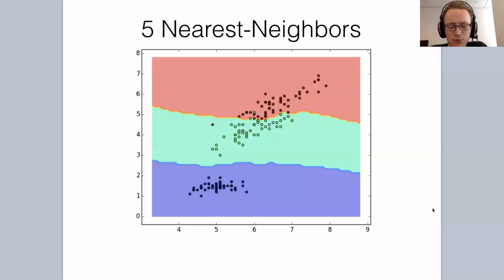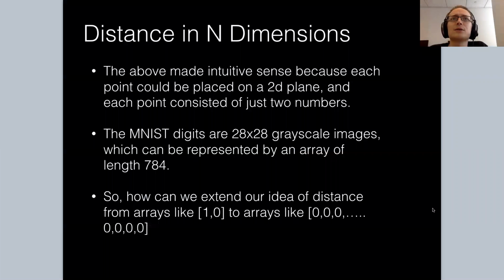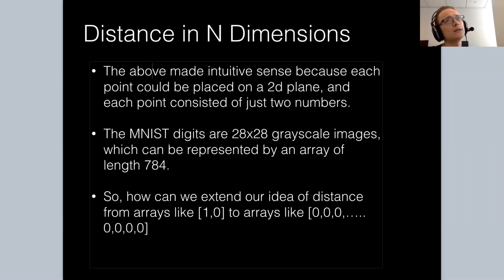So a problem with this is that right now I've been talking about distance and the closest point as if there's a clear notion of that. And we do have a relatively clear notion of that in 2 dimensions. But we're going to be dealing with data which is not just on a 2D plane. The above made intuitive sense because each point could be placed on a 2D plane. But MNIST digits are 28 by 28 grayscale images. So they're represented by an array of length 784, not by an array of length 2. Another way to say that is they're represented by a 784-dimensional array rather than a 2-dimensional array.